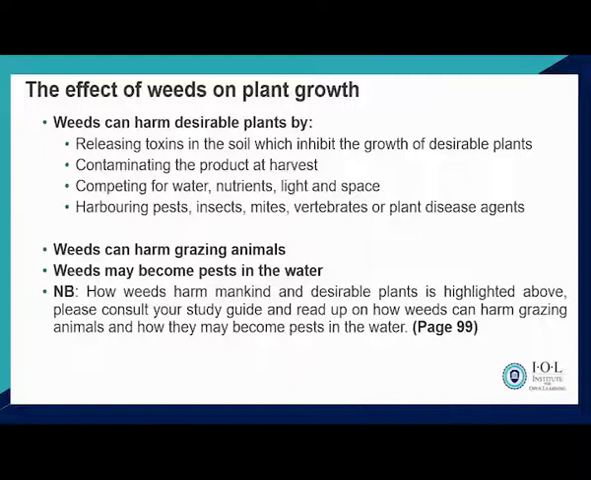How weeds harm mankind and desirable plants is highlighted in this slide as well as in the previous one. So please, once again, do consult your study guide and read up on how weeds can harm grazing animals and how they may become pests in water. These details are outlined on page 99 of your Agricultural Education 1 study guide.